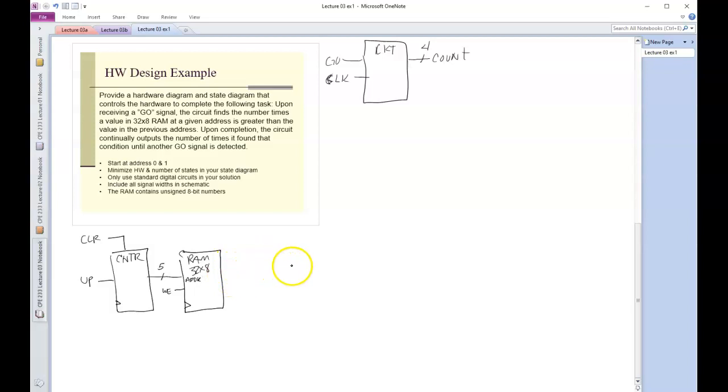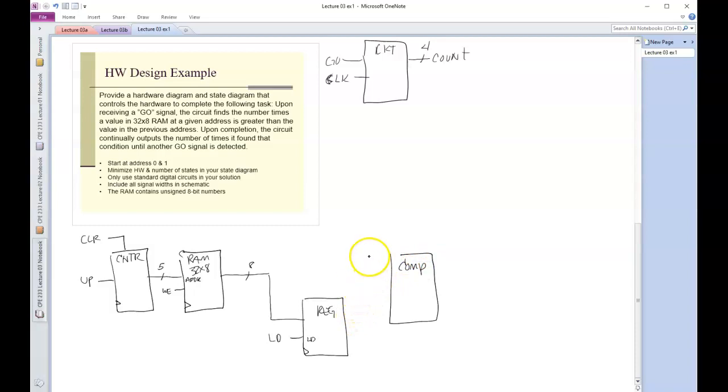Okay, so what I'm going to do on this thing is add an extra register. And I'm going to put this register down here. And I'm going to give it a load signal. And a count. I think I need a load signal on this thing. These are 8-bit values, and then I'm going to be comparing these things. I'm going to be comparing the current value of the RAM, which is this one, with the past value, which is going to be stored in that register. And so this is going to be A, B.